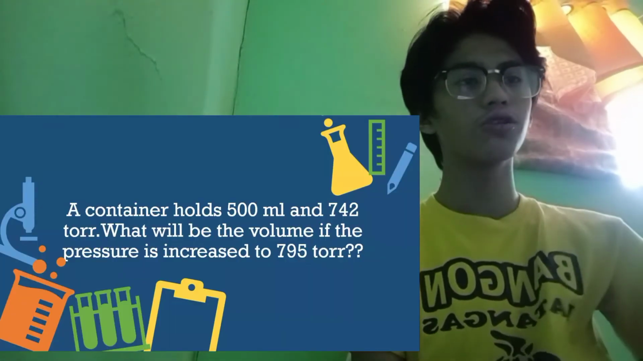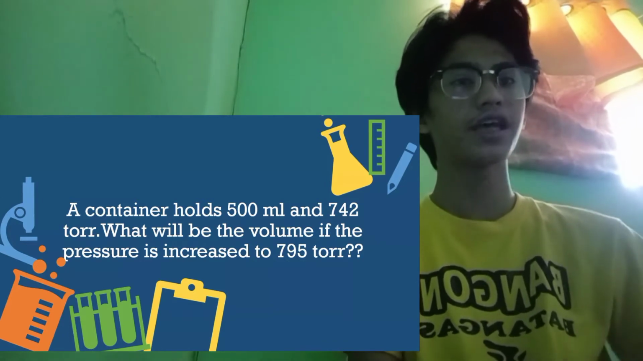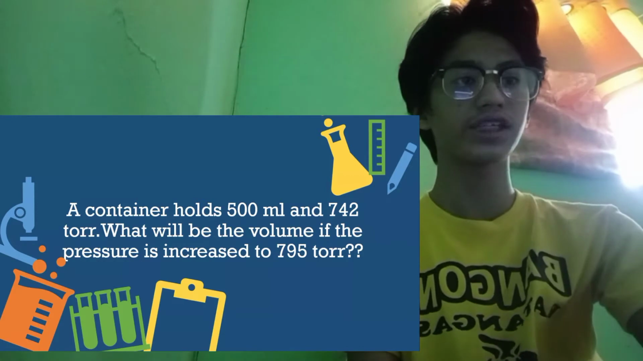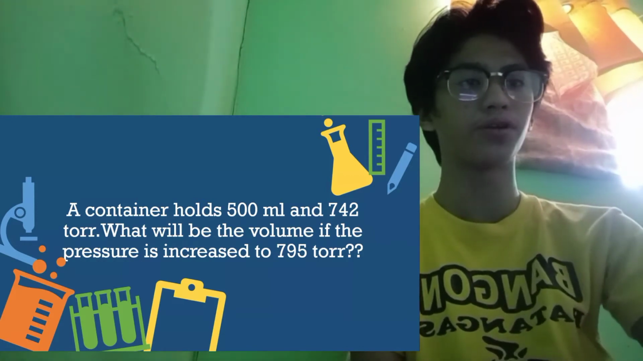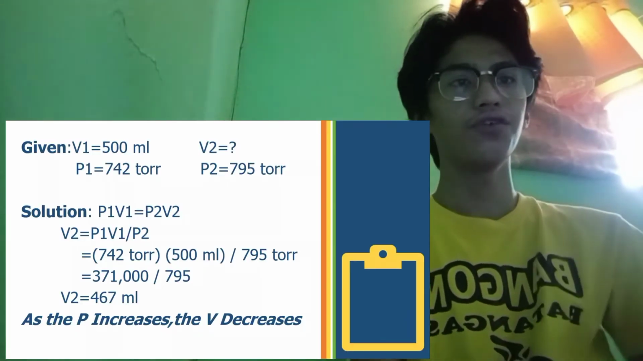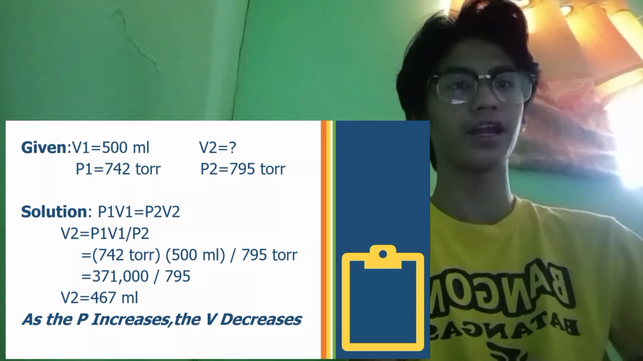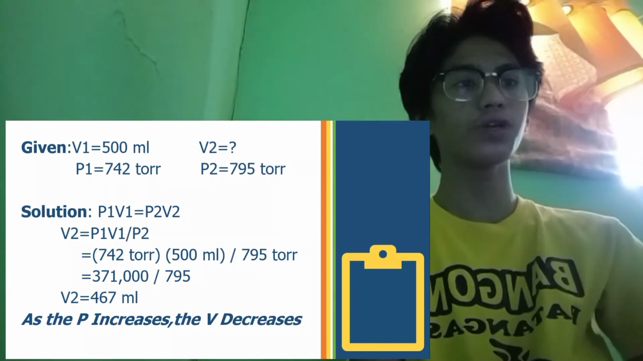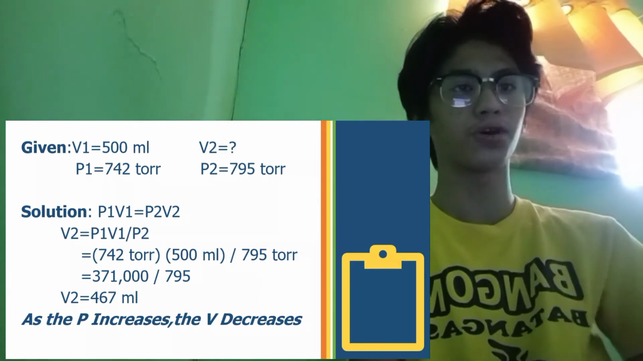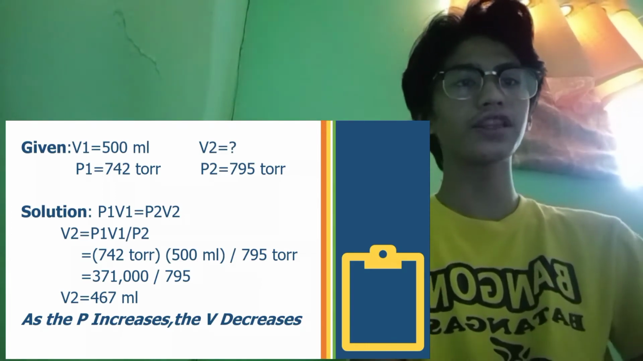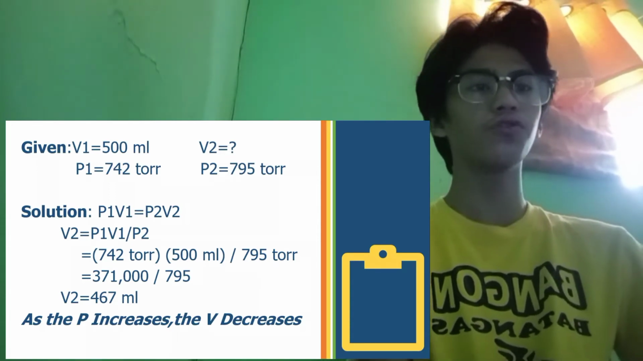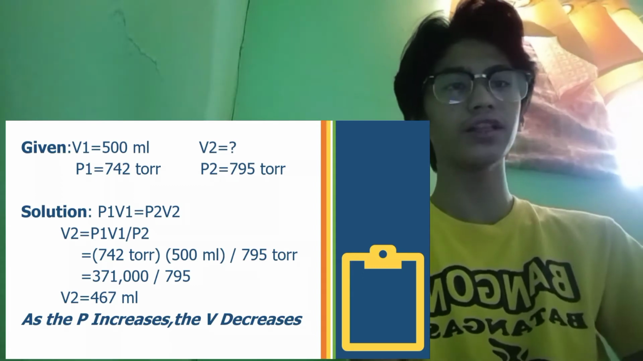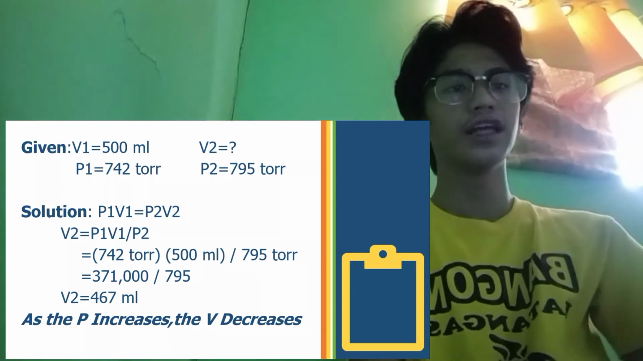A container holds 500 ml at 742 torr. What will be the volume if the pressure is increased to 795 torr? Given: V1 is equal to 500 ml, P1 is equal to 742 torr, P2 is equal to 795 torr. Solution: P1 times V1 is equal to P2 times V2. Formula: V2 is equal to P1 times V1 divided by P2.